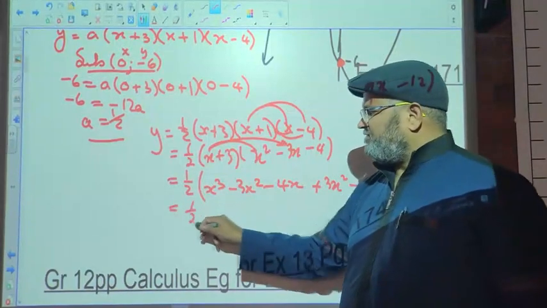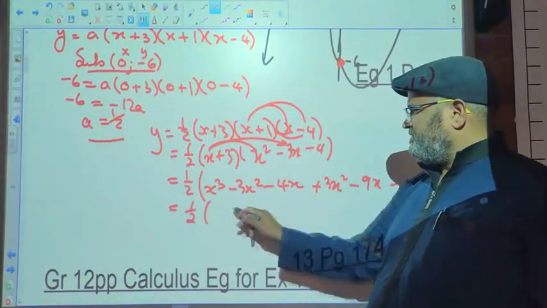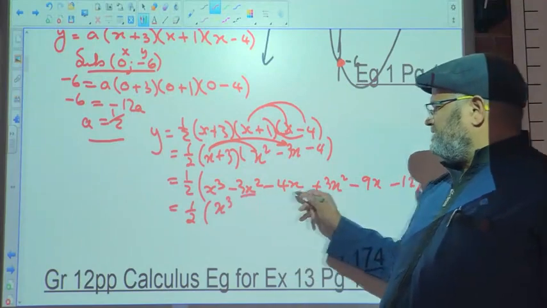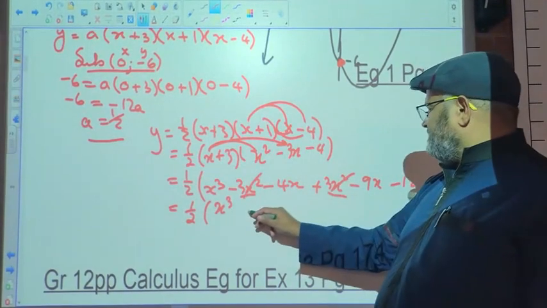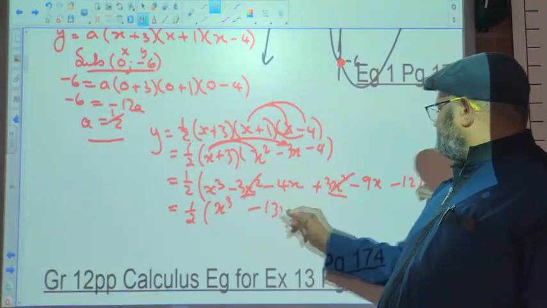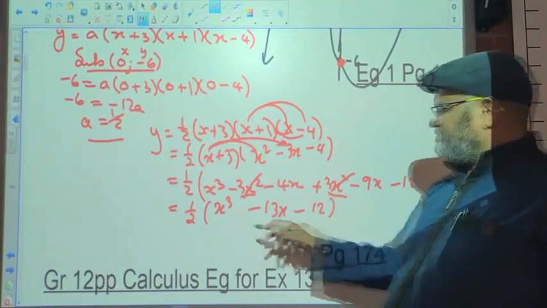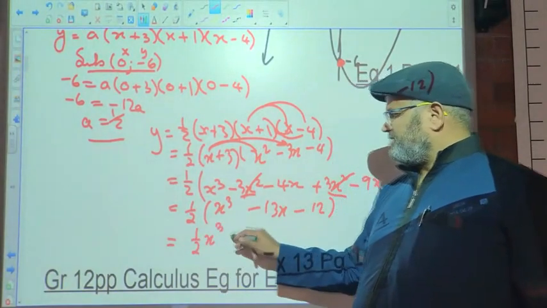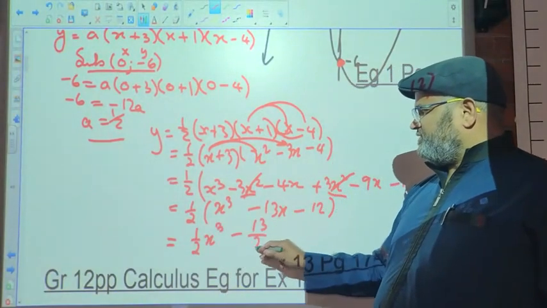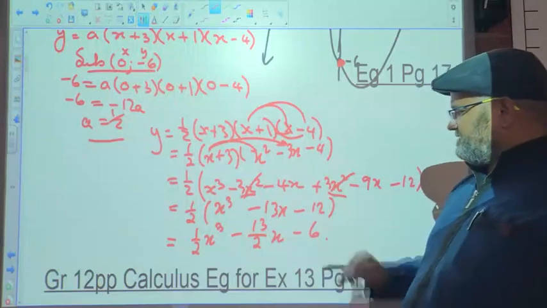Which now gives me a half into x cubed, like terms, that cancels. That's going to give you negative 13x minus 12. Get rid of the bracket. It's a half x cubed minus 13 over 2 x minus 6.